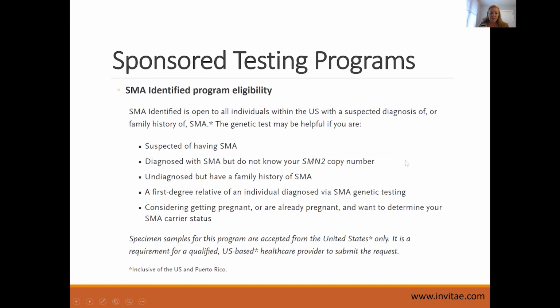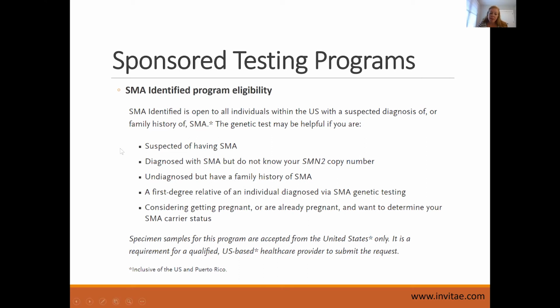The SMA Identified program eligibility, I think we can usually get most people to fall in one of these categories. So either they are suspected of having SMA, or they've been diagnosed but they don't know their SMN2 copy number, which is where I've used this program in adult neurology to determine SMN2 copy number in people who've been diagnosed for many years, but we just don't have this second piece of information.